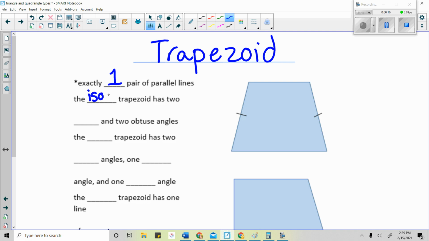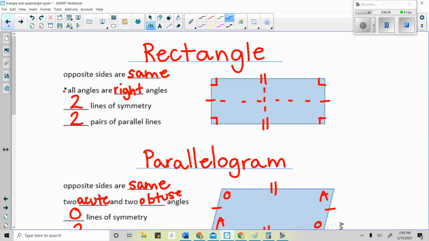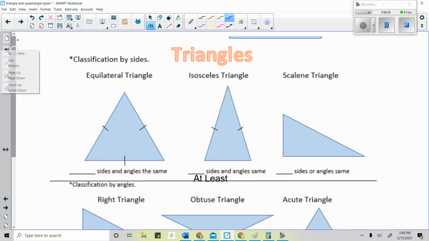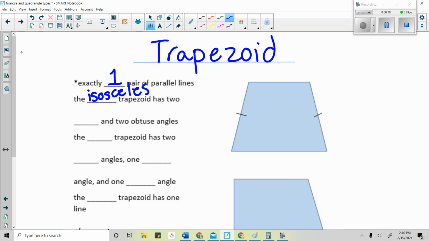Oh goodness, can I spell that? Isosceles. I believe I'm spelling this wrong. I don't think it has an S there. I need to go back and look that up. Nope, I spelled it right. Sure is a funny spelling.